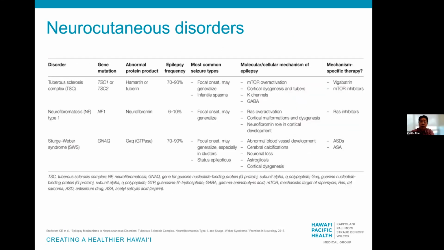And so in general, the three we'll be talking about today are tuberous sclerosis, which is related to TSC1 and TSC2 genes, neurofibromatosis, which has problems with the NF1 gene, and Sturge-Weber syndrome, which has problems with the GNAQ gene. They all have association with epilepsy, but most of the patients that we see with epilepsy are either with TSC or Sturge-Weber, but all have the potential to have increased risk for seizures.